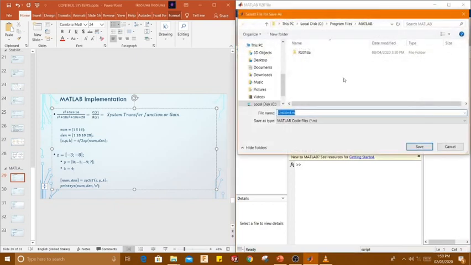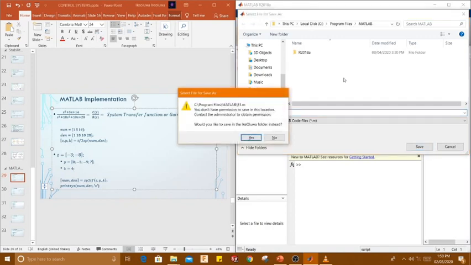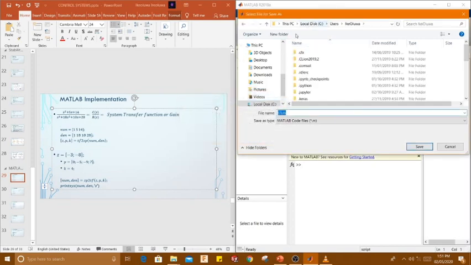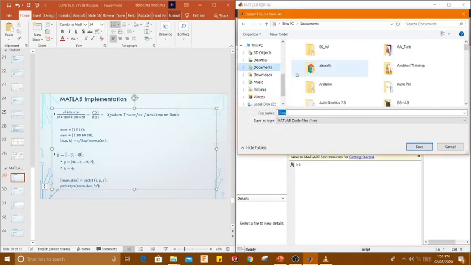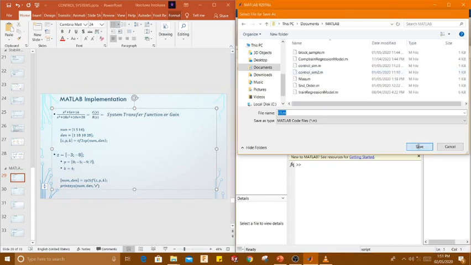Now, let me save. That's a MATLAB script. Let me say exercise one. Let me just put it here because of time. Okay, documents. Okay, I think I have a MATLAB. Now let me save it here. Good.